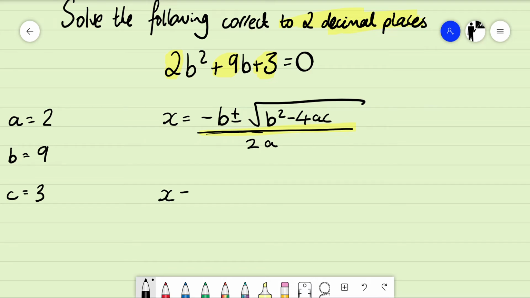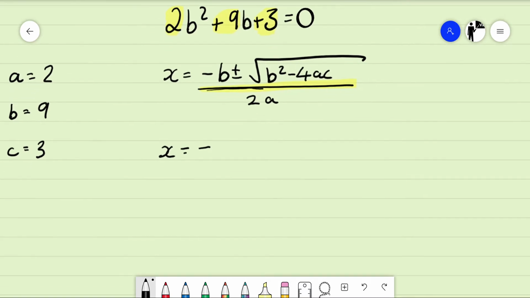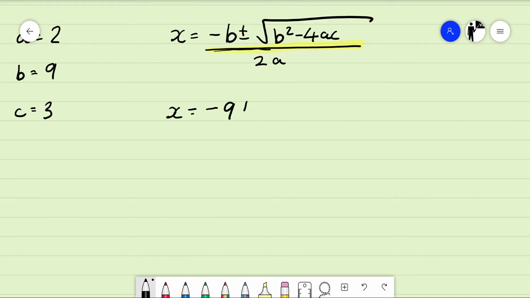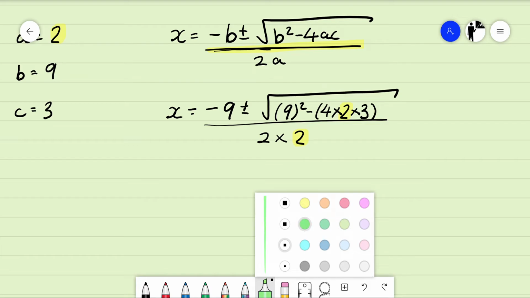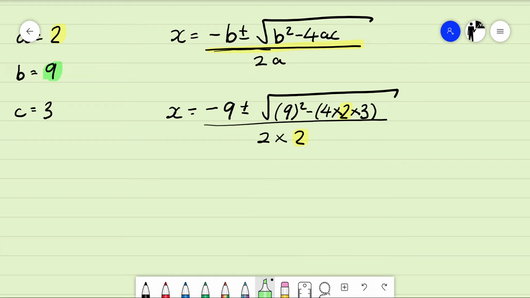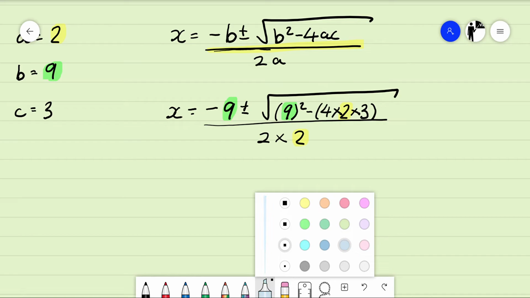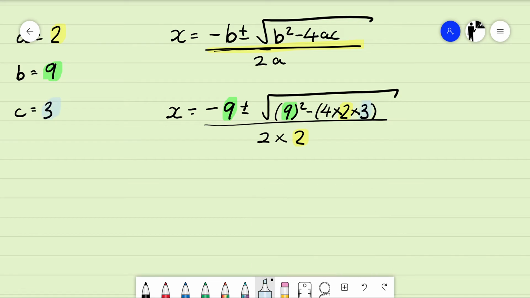So we're going to substitute these values in. So we're going to do minus b, so b is 9, so it's going to be minus 9 plus or minus the square root of b squared, so that's going to become 9 squared, subtract 4 times a, so 4 times 2 times c, that's 4 times 2 times 3. And that's all over 2 times a, which is 2. Okay, so just to clarify here, I've replaced a with 2 in my formula, I've replaced b with 9 in my formula, and I've replaced c with 3 in my formula.